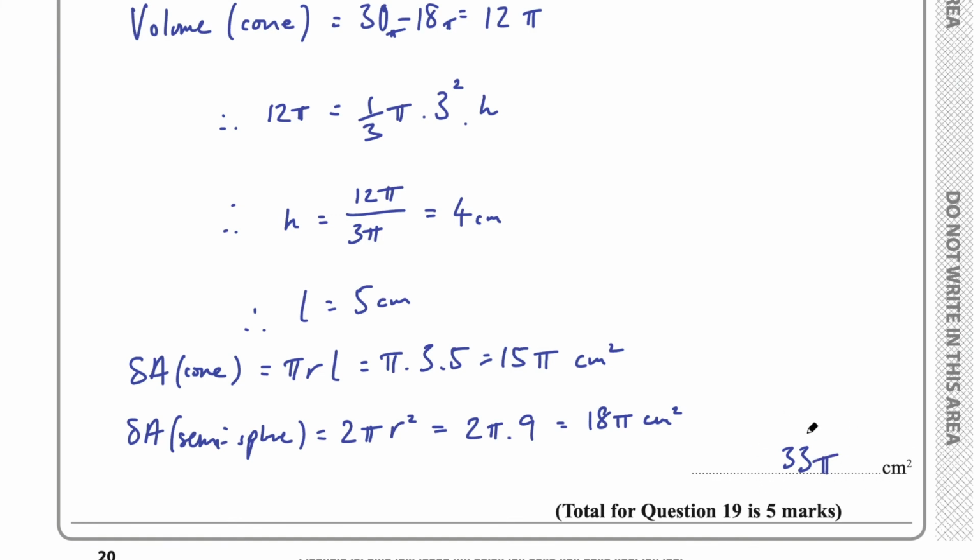Now you can leave your answer as that. I wouldn't bother multiplying that out and having a decimal answer, although I don't think that would be wrong, but you can leave it as 33 pi. That's perfectly fine. And that was question 19 for 5 marks.